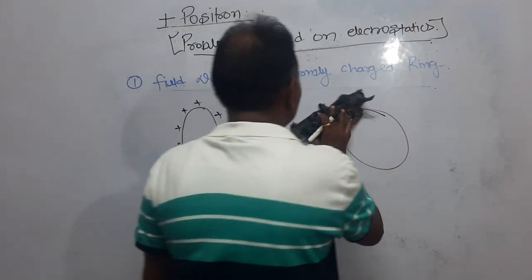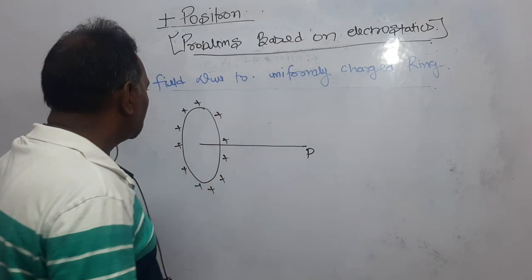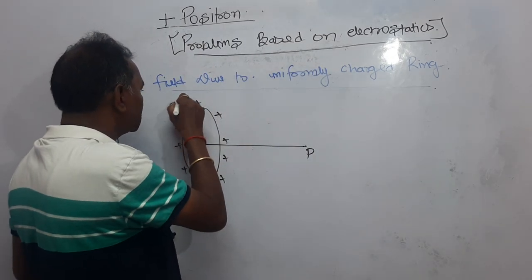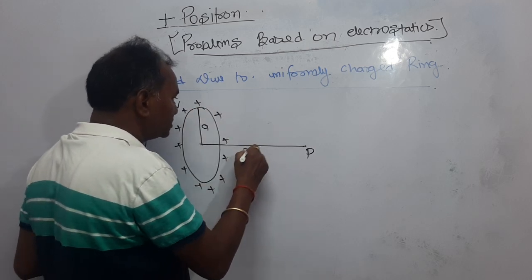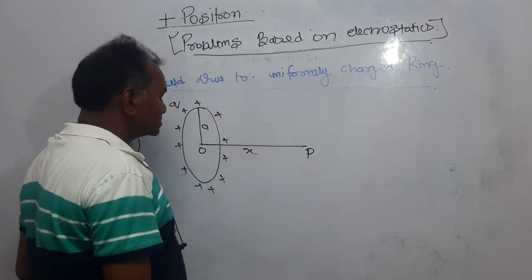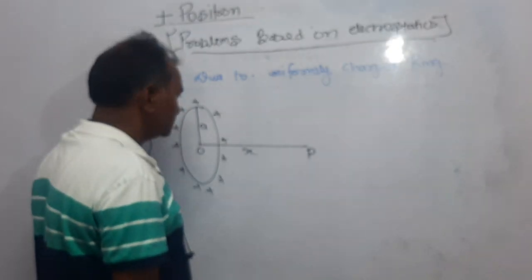Now, dear students, what is the problem? This is a ring. Let the charge distributed on it be Q, the radius be a, and a point be a small x distance away from the center of the ring where we have to find the field.